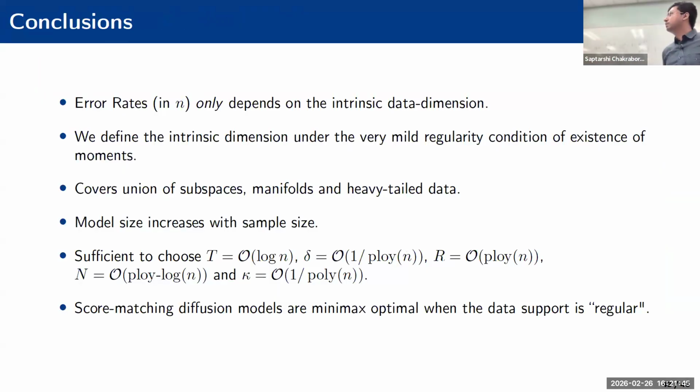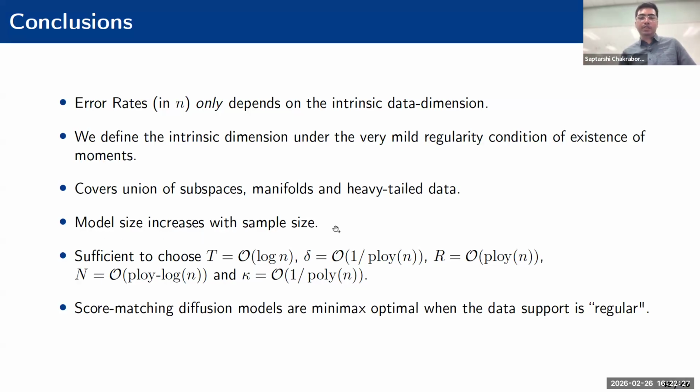So in conclusion, in this work we have developed a generalization theory for diffusion models, and we can show that the error rates, in terms of the number of data samples, only depend on the intrinsic data dimension rather than the extrinsic dimension. And we define this intrinsic dimension under very mild regularity conditions, in the sense that we also allow for heavy tails in our analysis in terms of the q-th moment. This theory also covers union of subspaces, manifolds, and other regular distributions.